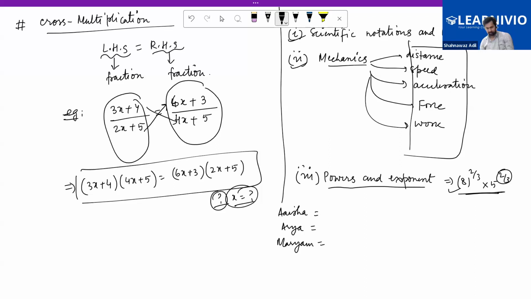x equals 1. Okay, good. So who got the answer? x equals, yeah, x equals 1. Yes, sir, 1. So you quickly did this part, right? It took some time in the fractional part, but yeah.